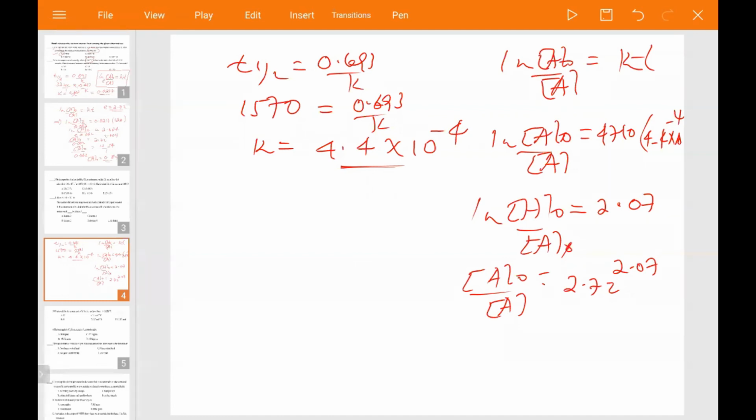2.72 to the power of 2.07 is 7.93, almost 8. A naught over A is equal to 8. Okay, now what does that mean? Let's come to the question.